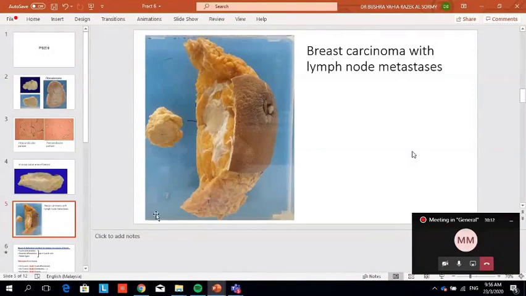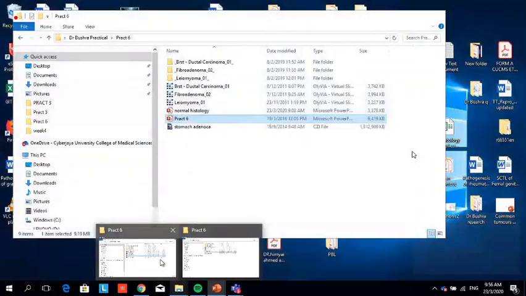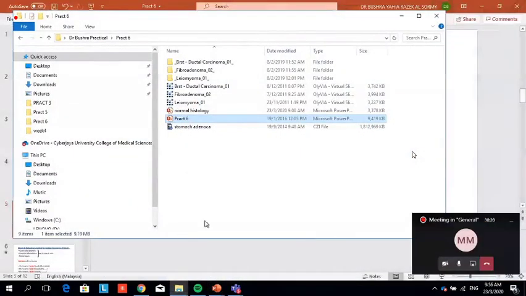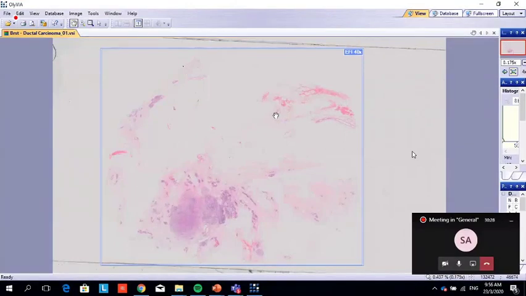So, our case. Where is our case? Doctor, what was the measurement? Sorry? The measurement, 2 by 2 cm, I think. Yes.